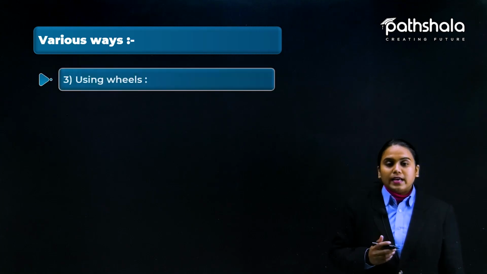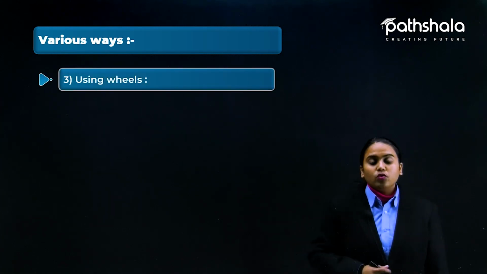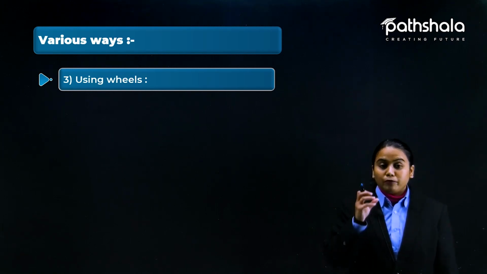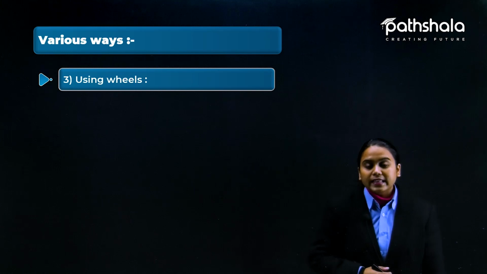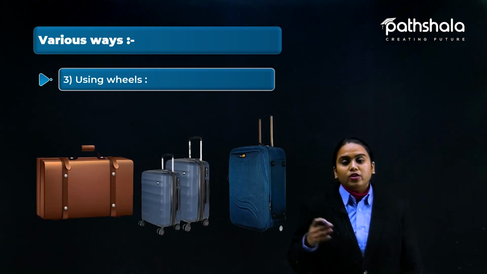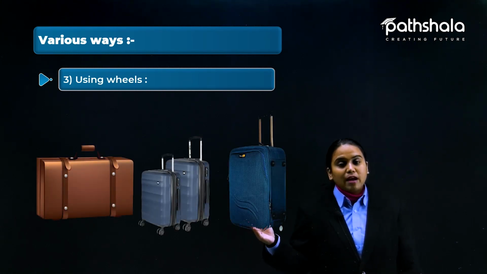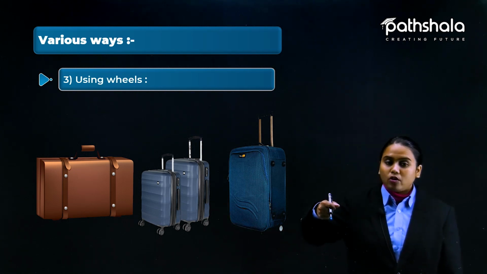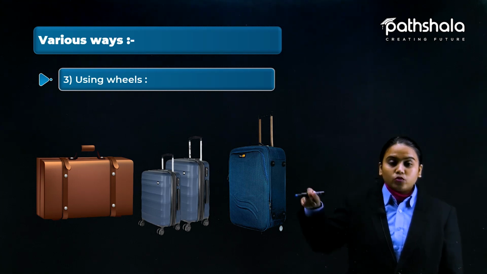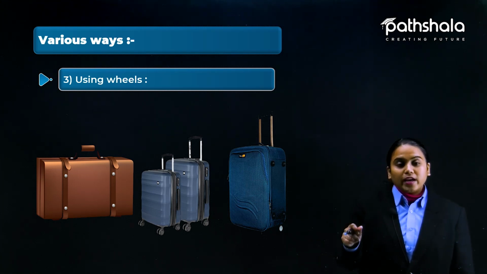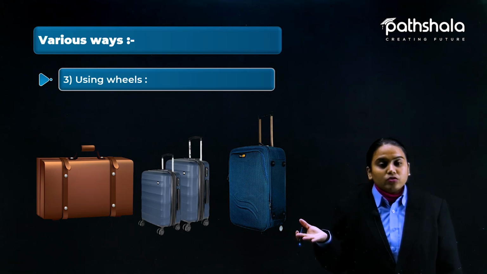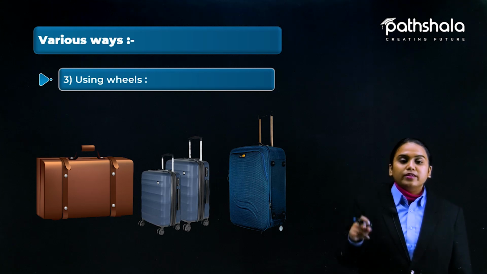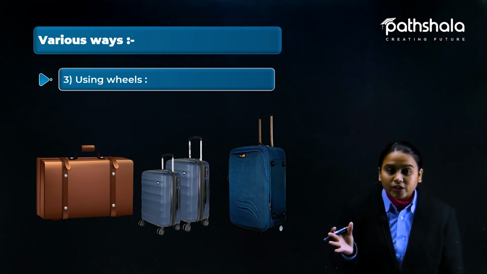So the third one is using wheels. As you know, rolling friction has the least magnitude compared to sliding and static friction. So here we can use rolling friction, and you can see various examples too. Like a suitcase: you need to hold it like this all the time, but if the suitcase can be rolled, it is convenient for us. So by using wheels or any rolling surface, we can reduce the friction value.